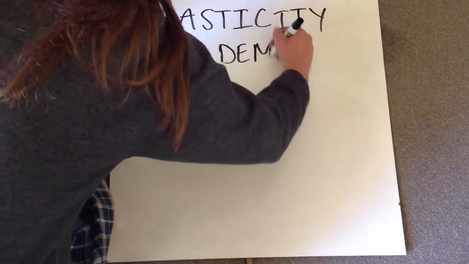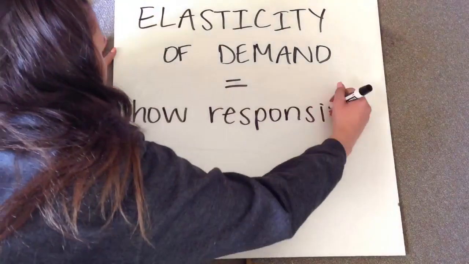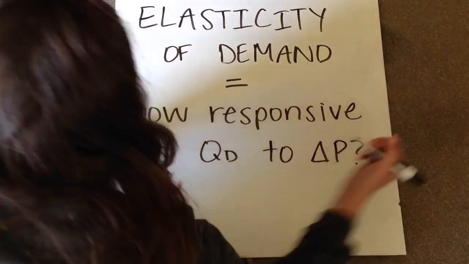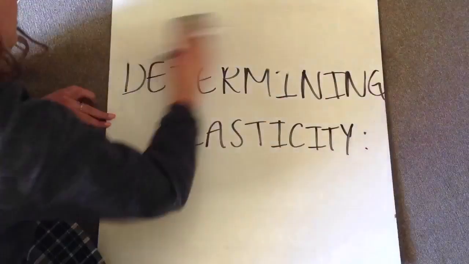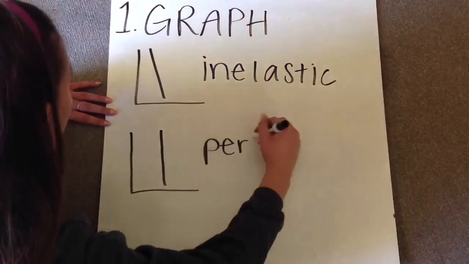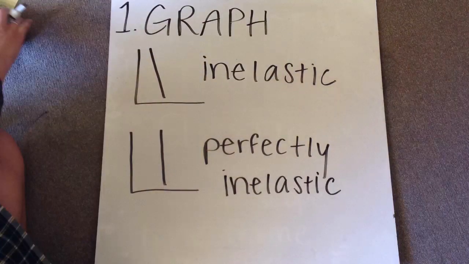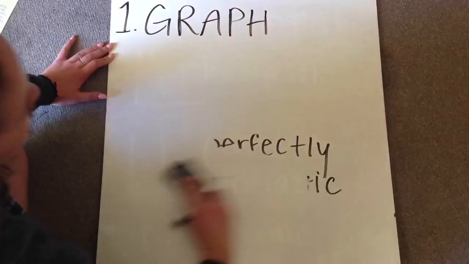Elasticity of demand is how responsive the quantity demanded is to changes in price. There are 4 ways to determine elasticity. First is using graphs. Inelastic graphs are more vertical, and perfectly inelastic or zero price elasticity of demand is completely vertical. The way to remember this is that an inelastic graph will match the letter I in the word inelastic. Inelasticity means that an increase in price would lead to more revenue.